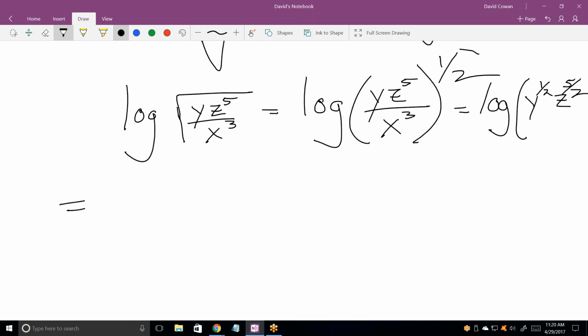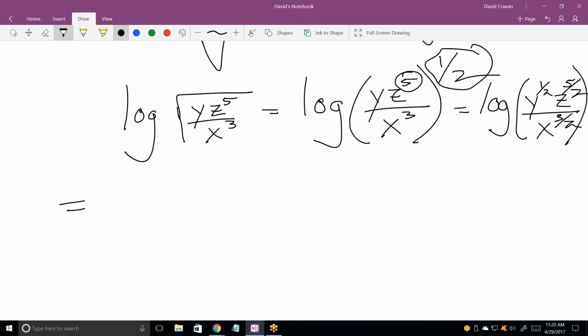So all I'm doing is multiplying that exponent times that exponent. In other words, when you have double exponentiation, you're multiplying exponents. Over what? Over x to the 3/2.